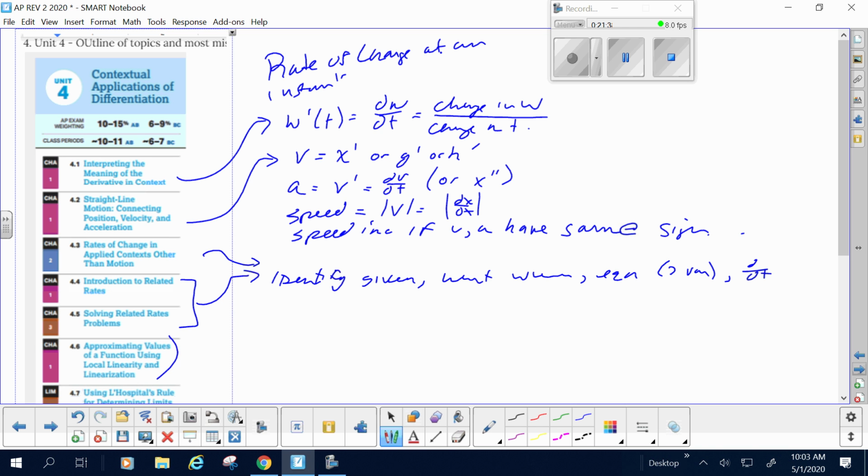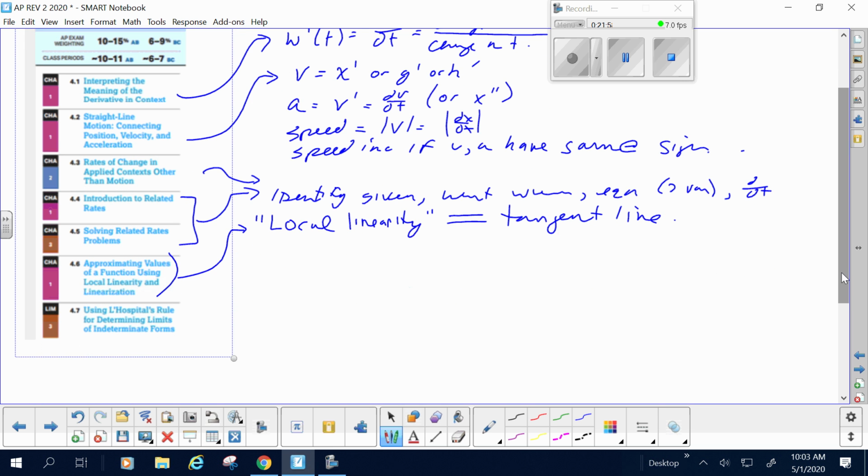Here's that idea I was talking about on the previous slide, approximating values using local linearity. Local linearity is the same as a tangent line. Okay, and then L'Hopital's rule. The only cases you'll see on the AP test are either 0 over 0 or infinity over infinity, plus or minus. And make sure you show quality work. Show individual limits and then take the derivative, all right?